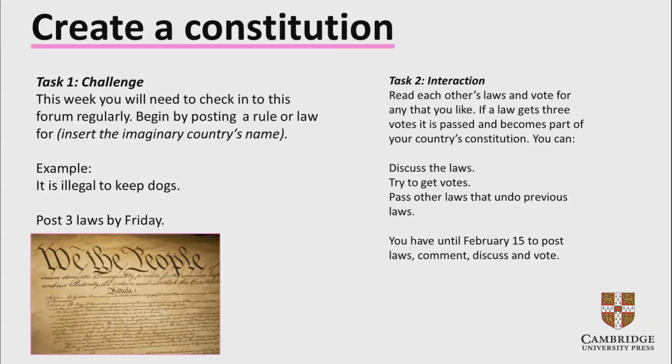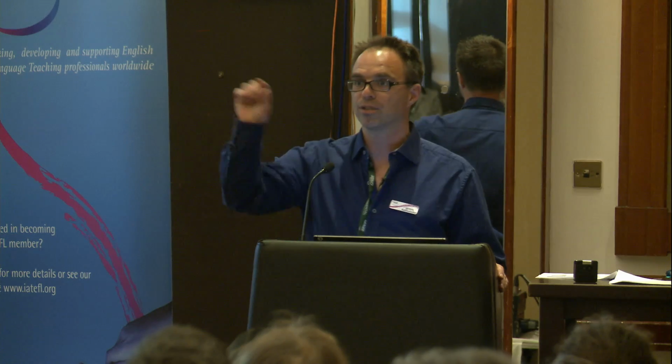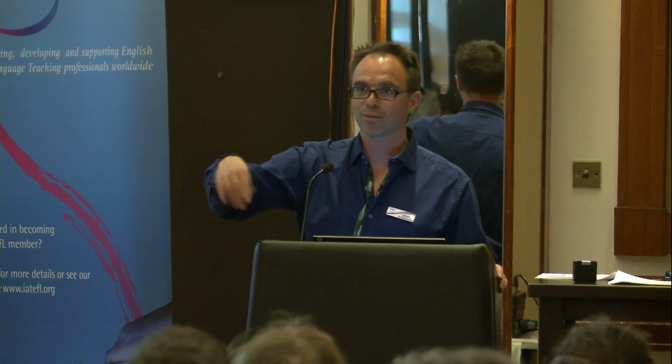Then on Friday, the interaction begins. They have to vote on laws to pass them into the constitution. That means that they start asking each other, trying to canvass votes. If a law gets 3 votes, it's passed and becomes part of the country's constitution. As the teacher, I am monitoring. When I see that a law gets 3 votes, I post saying, this law is now part of our constitution. When another law gets 3 votes, I say, these 2 laws are part of our constitution.